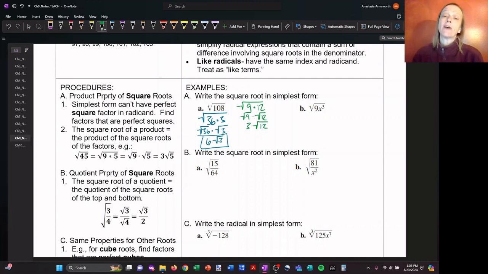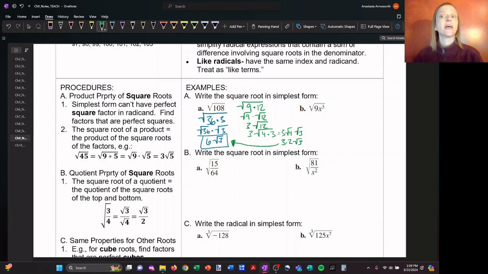It just isn't fully simplified because 12 can be further split into 4 times 3, and 4 is also a perfect square. And so if we rewrite this as 3 times the square root of 4 times the square root of 3, then we get 3 times 2 times the square root of 3, which is 6 times the square root of 3, and we end up with the same answer. So it's okay if you don't simplify the problem all in one step. You can still get the same correct answer in the end.